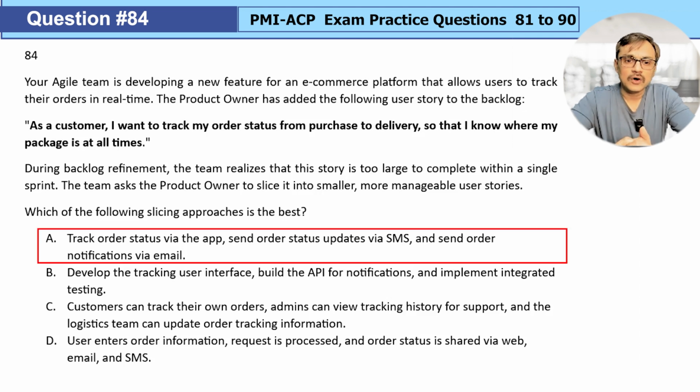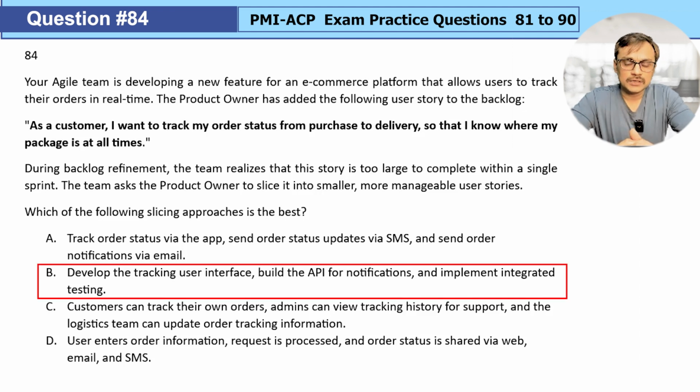Option A, track order status via app, send order status update via SMS, and send order notification via email. So 3 user stories, looks decent. Option B, develop the tracking user interface. I can ignore it directly because it is focusing on technical things. Build the API for notification and implement integrated testing. Definitely out. So option B is not a good way of slicing the user story.